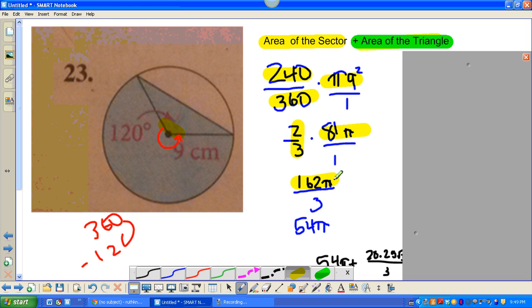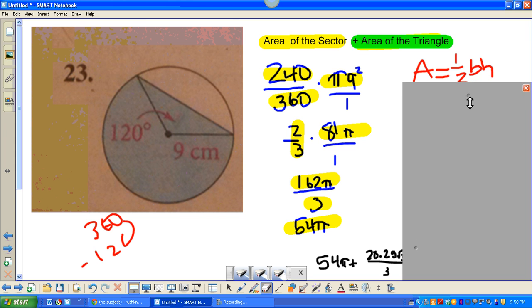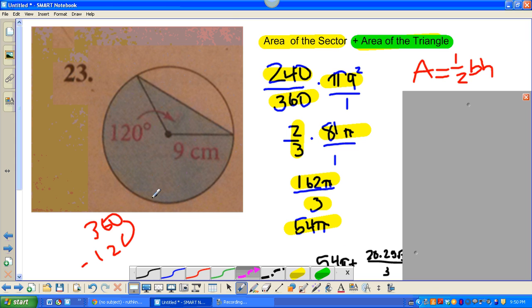When you multiply the tops together, you get 162 pi. The bottoms together is 3. And 162 over 3 reduces to 54 pi. Now, here's where the area of the circle gets tricky. In order for me to find the area of the triangle, I need 1/2 base times height, and you need to remember that a base and a height need to make a perpendicular angle.